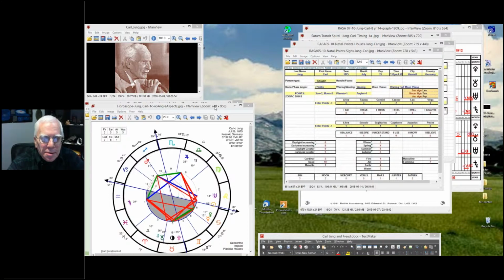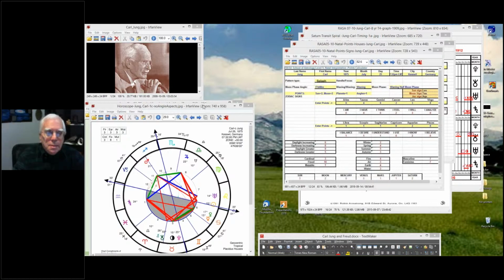Okay, we're doing Carl Jung's chart, and we're focusing on 1912 when he broke away from studying with Freud, after several years of studying with Freud, when he made the breakaway from him.